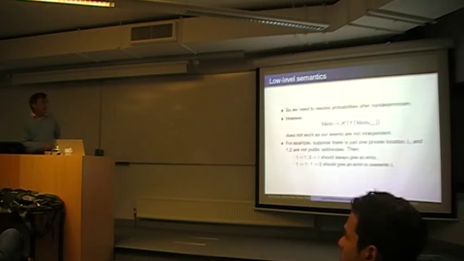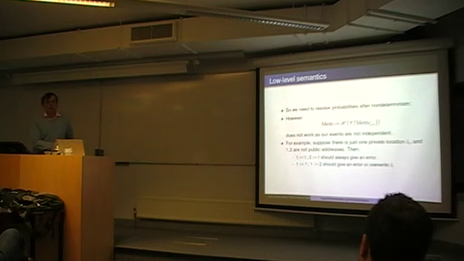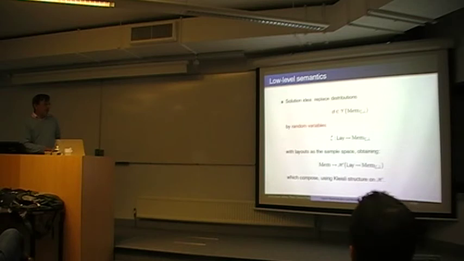So we need to resolve probabilities after non-determinism, which is what we thought, but we can't use just distributions because our events aren't independent. There's a little example. Suppose there's just one location and two non-public addresses. Then that location is either going to be laid out at one or two. So if I test at one and test at two, I should always have an error. But if we randomly choose a layout here, and randomly choose some other layout independently here, then both of them could succeed. So there'll be some probability of success, which is pretty bad. So you can't do that.